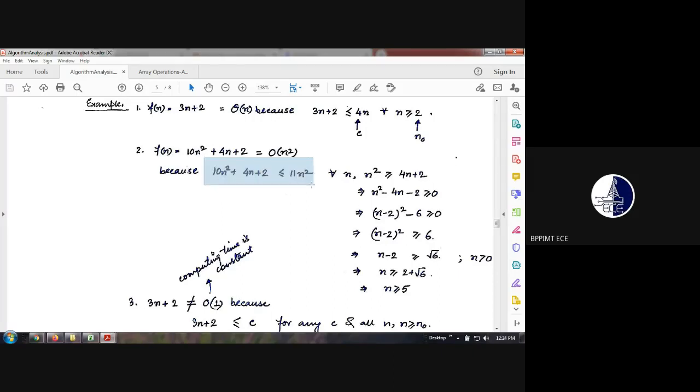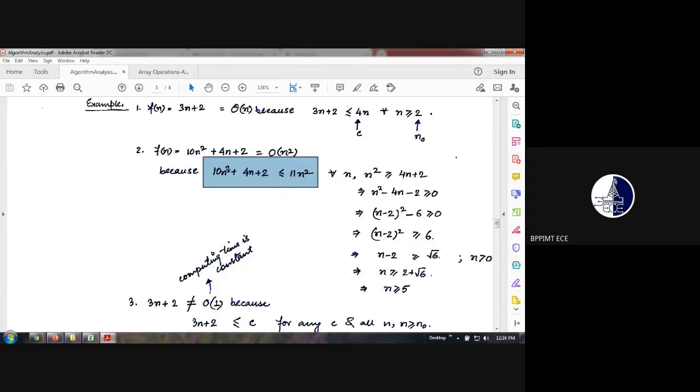Let's try to forcefully impose this assumption that 10n square plus 4n plus 2 is less than or equal to 11n square. Will it be valid or not? I don't know, but let's move on. Assuming that this is true, let's proceed based on this assumption. We are doing a little bit of inequality manipulation.